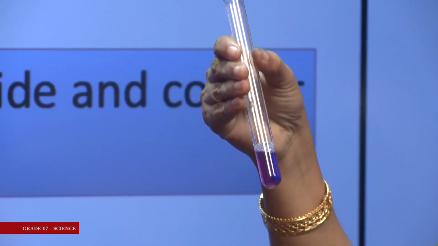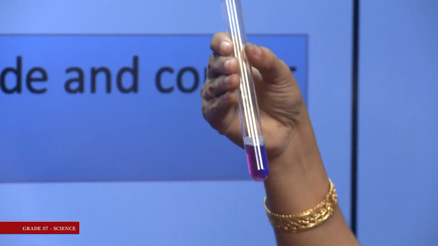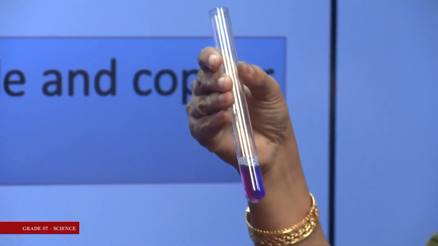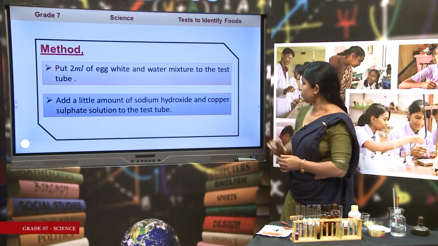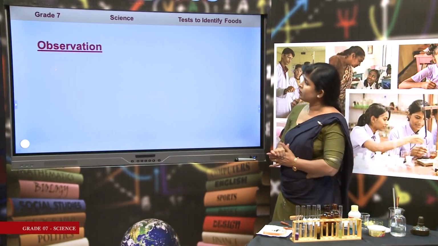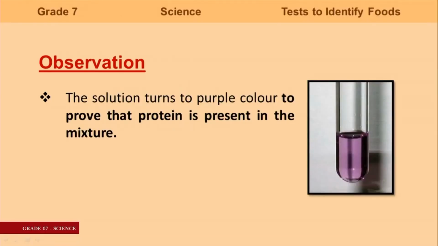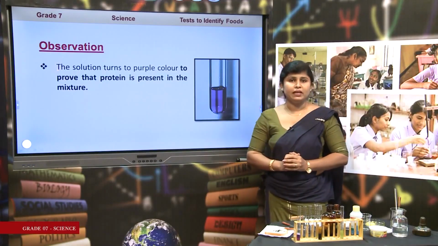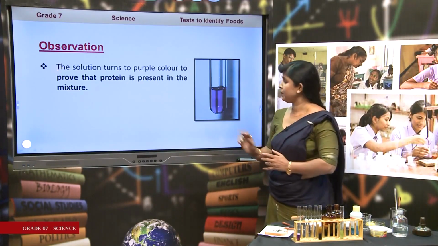Then we can understand that proteins present in the egg white mixture, right. It proves that proteins present in the egg white mixture. Right. The solution turns to purple color to prove that protein is present in the mixture. I am sure that you are completing that table, then you can write the observation in your table. Now, I am going to move on to the last food test, that is the test to identify lipids.